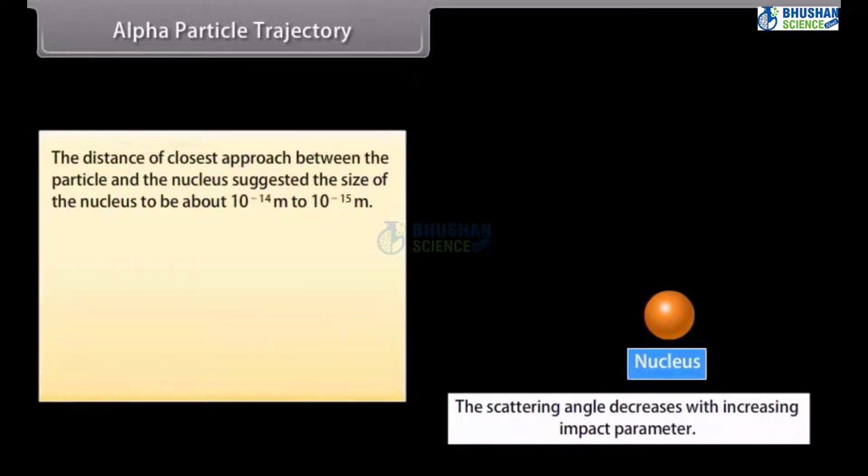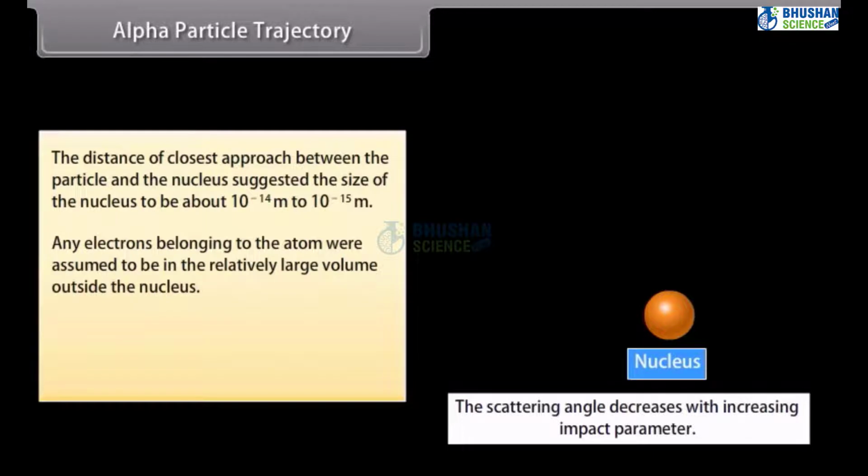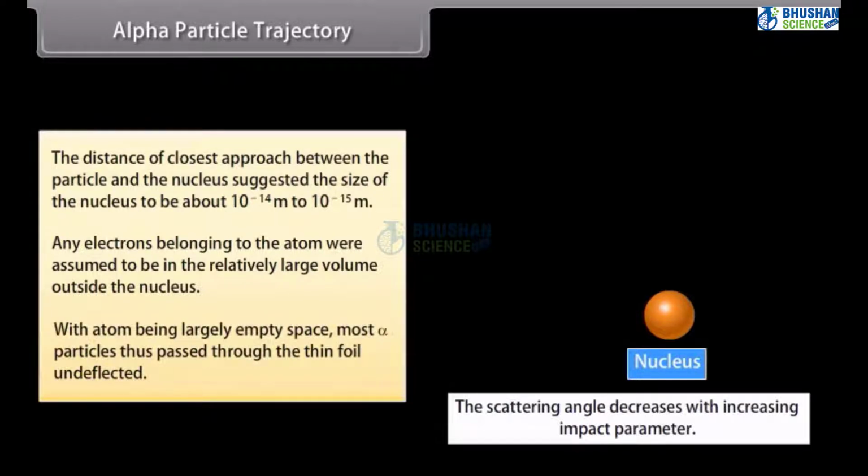The distance of closest approach between the particle and the nucleus suggested the size of the nucleus to be about 10 raised to the power minus 14 meter to 10 raised to the power minus 15 meter. Any electrons belonging to the atom were assumed to be in the relatively large volume outside the nucleus. With the atom being largely empty space, most alpha particles thus passed through the thin foil undeflected.